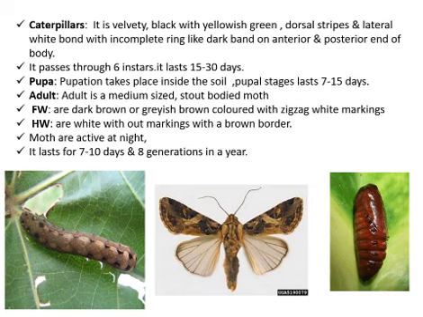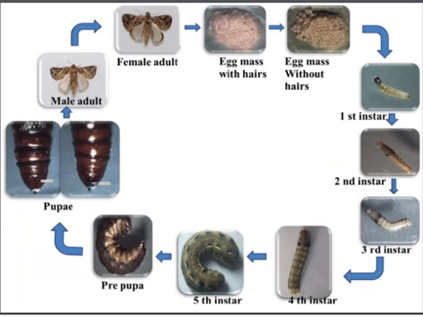Moths are more active at night. As it belongs to the Noctuidae family, they are more active at night time. The adult lasts for 7 to 10 days, and there are 8 generations in a year. And this is the life cycle of the tobacco caterpillar.